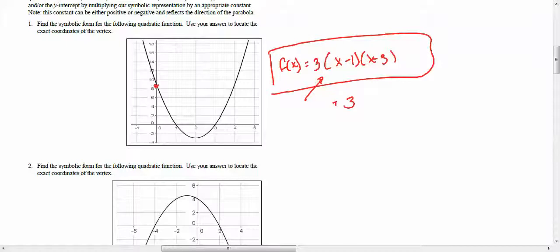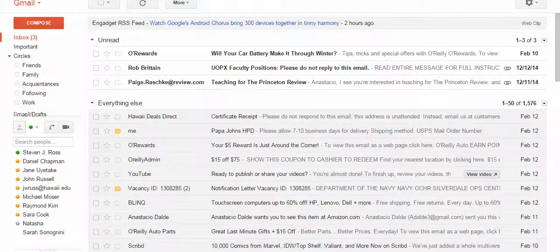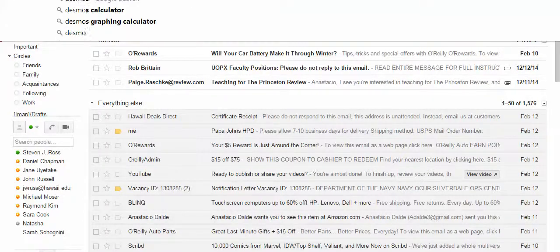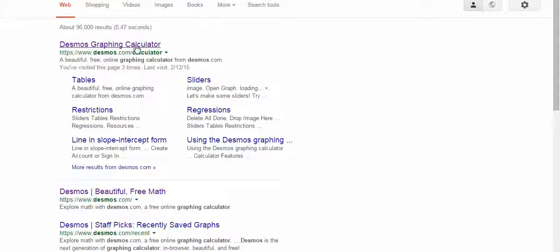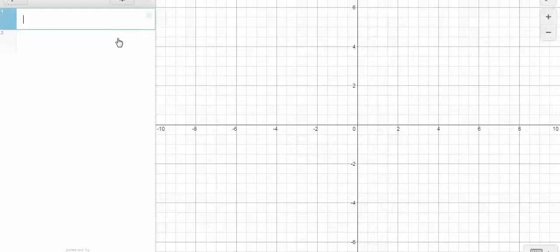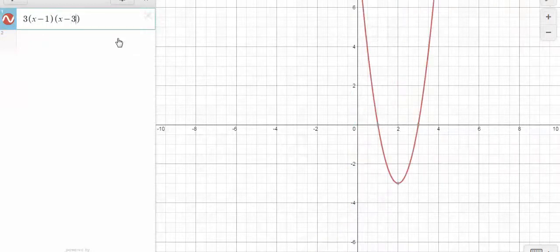I'll tell you what, let's pull up the Desmos graphing calculator and see what we got. Okay, one second. Alright, let's see. I'm guessing that this thing is going to look like 3 times x minus 1, x minus 3.